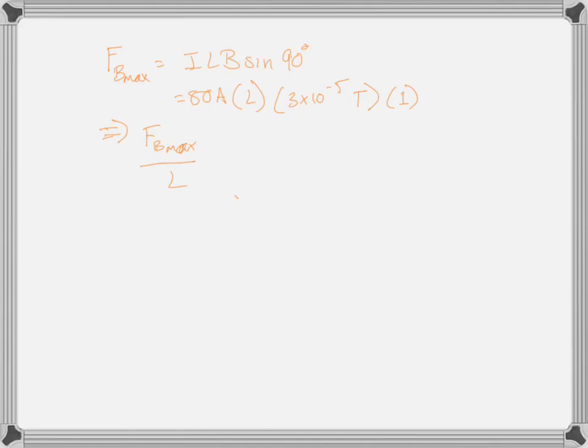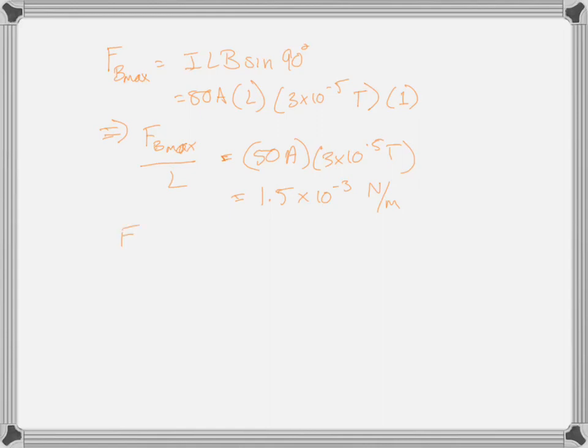If we're talking about MKS units, the force on a meter of wire is going to be 50 amps times 3 times 10 to the minus 5 Tesla times 1 meter if you want. That gives us 1.5 times 10 to the minus 3 newtons per meter. So there's a force of 1.5 times 10 to the minus 3 newtons per each meter.